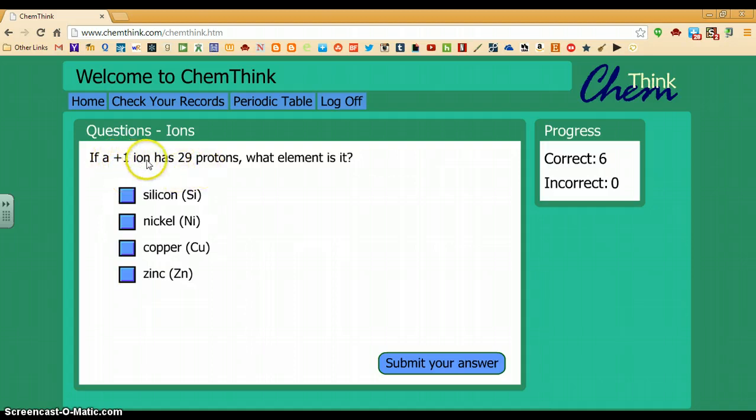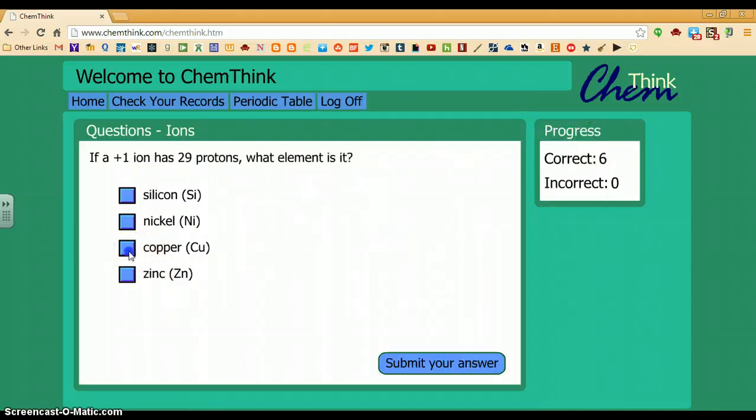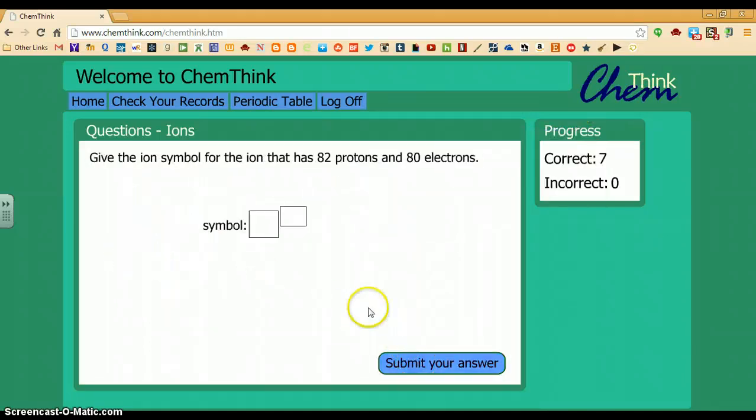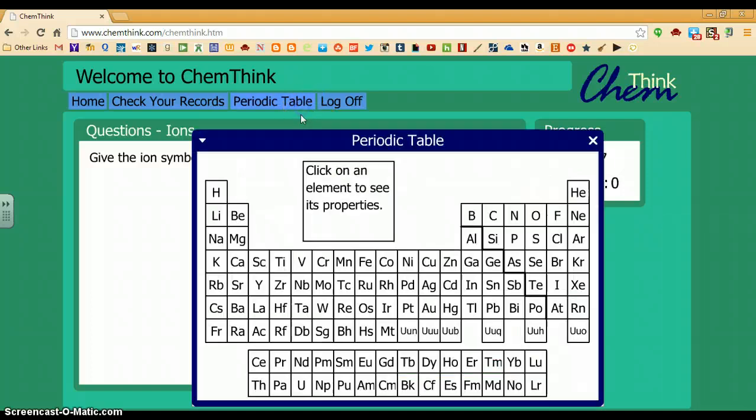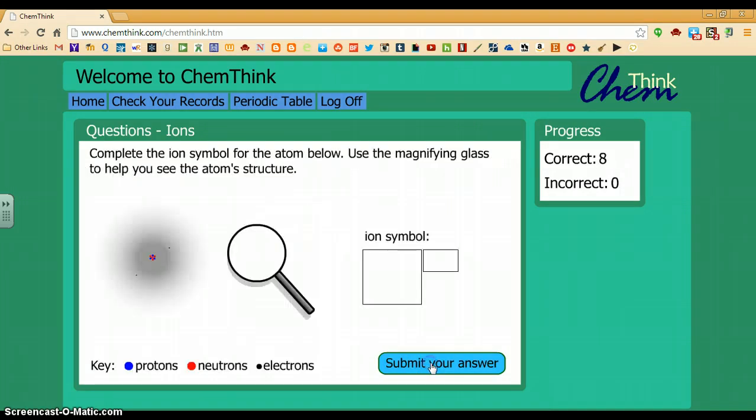So if a positive 1 ion has 29 protons, what element is it? So first, let's figure out which element has 29 protons. Okay, copper. So it's copper. 82 protons. Okay, let's see. 79, 81, 80. Lead. Lost 2, so it's a +2 charge.